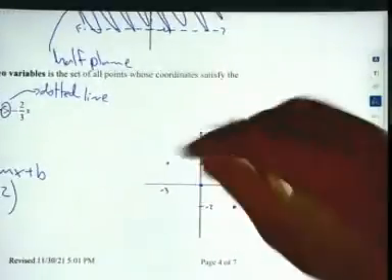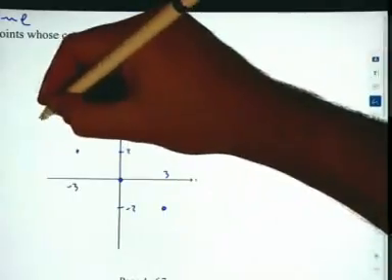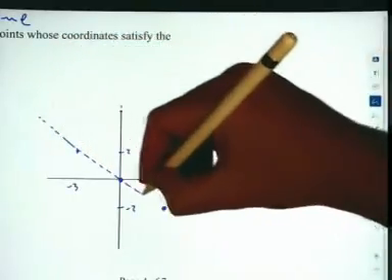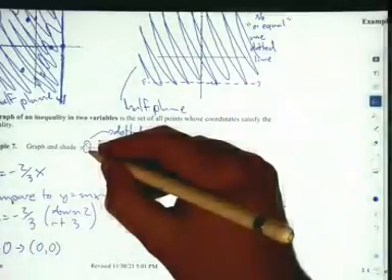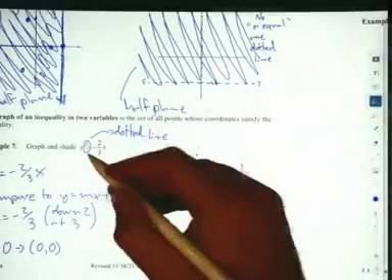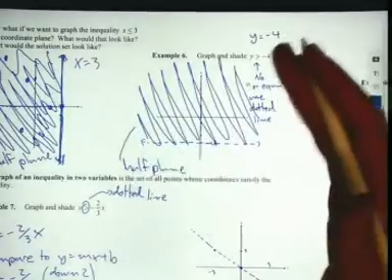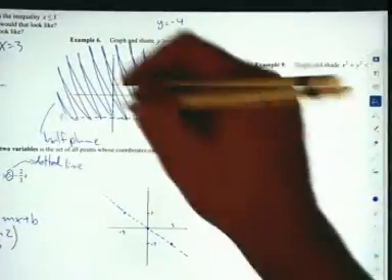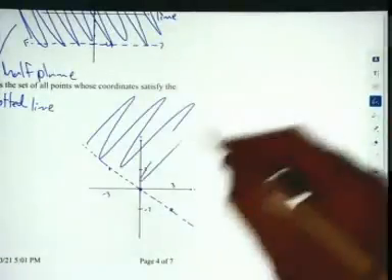Now, remember, we're going to use a dotted line. Let's see if I can get that dotted line. There we go. Now, y is greater than. Greater than means that, just like you had a greater than up here, you're going to shade above the line, not above the x-axis. So what's above the line? Well, it's this region right here.